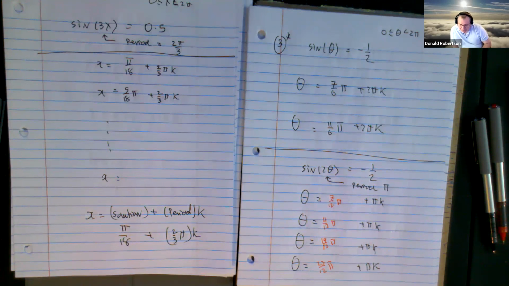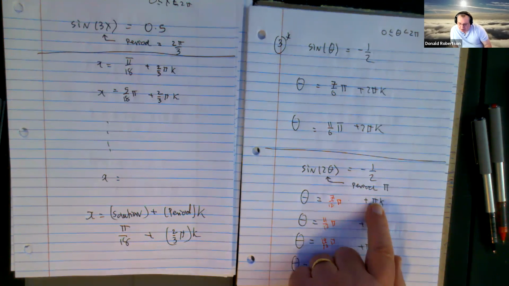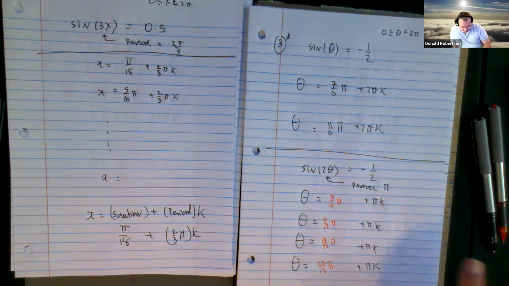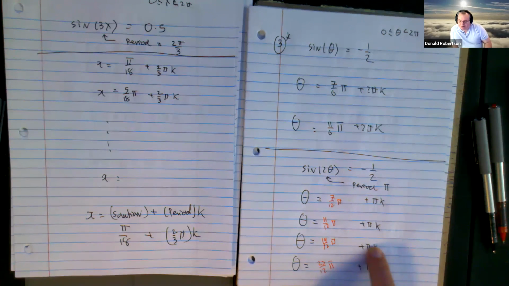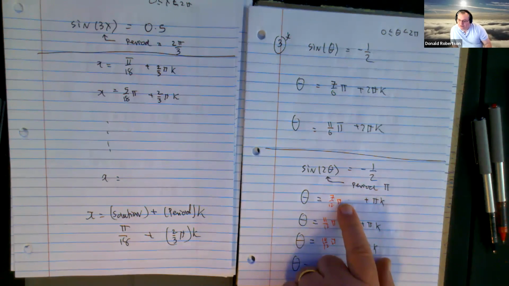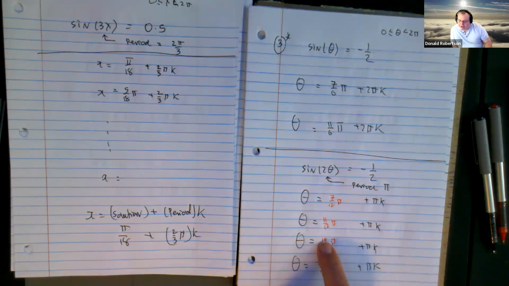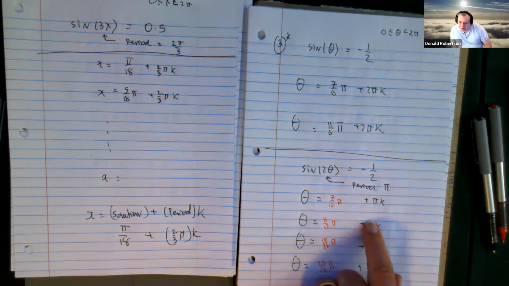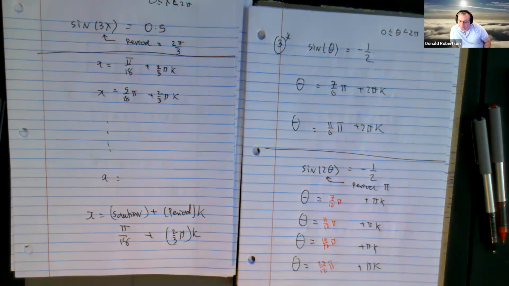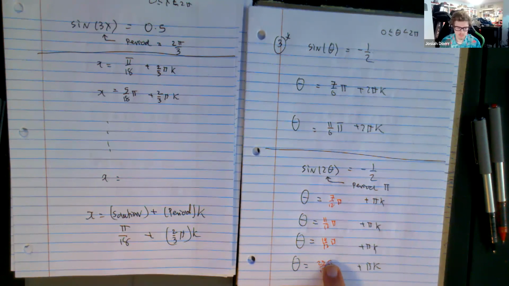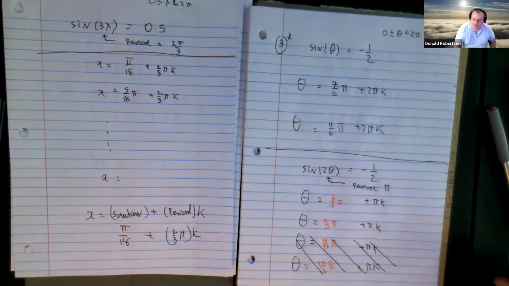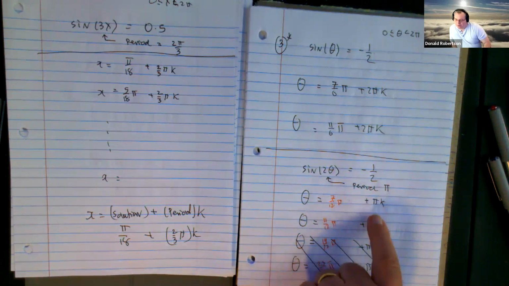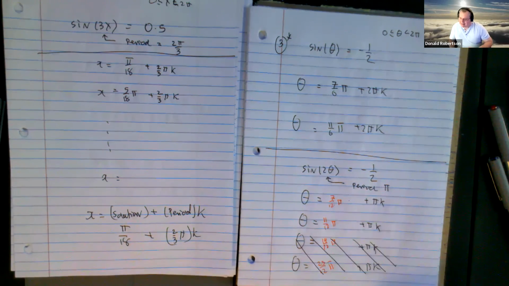If you add pi to this guy, just do one of them, pi times 1, don't you get this guy? 7/12 add a pi is 19/12. Does that make sense? And what happens to 11/12 if you add a pi to it? What do you get? You get this one. So those two aren't necessary, because aren't these two guys including these two in their answer?